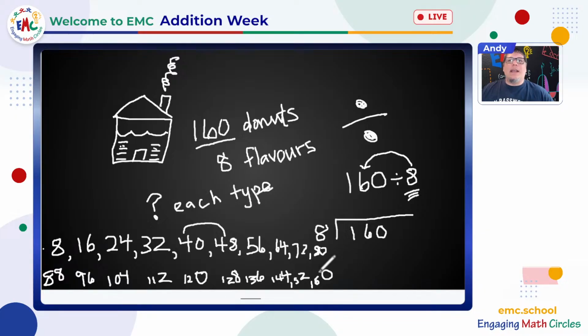Okay, so we got to 160. Now, here's where we go in. We count these. We got 1, 2, 3, 4, 5, 6, 7, 8, 9, 10. And I have 2 rows of those. 2 rows of 10 makes 20. So this is the way we can divide if we don't know how. Okay? So there's 20 donuts in each flavor.